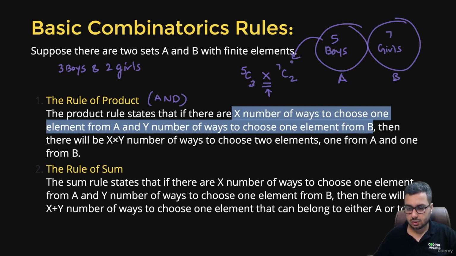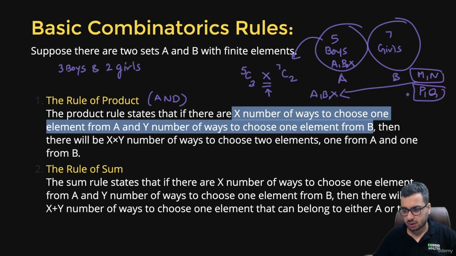Let's say you choose some boys, with names A, B and X. If you choose A, B and X, and if you choose some girls M and N, these girls can combine with these boys. Or there are some other girls, let's say P and Q, they can also combine with these. That's why with every set of boys you can have every set of girls that is picked. That is why there is multiplication.